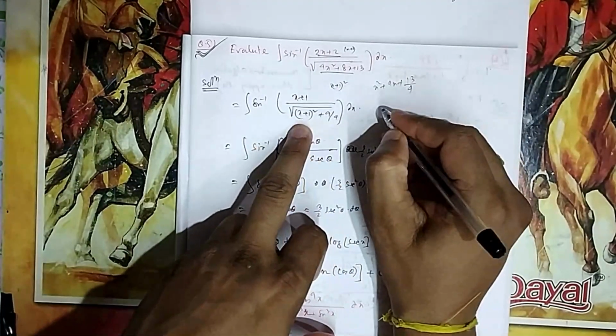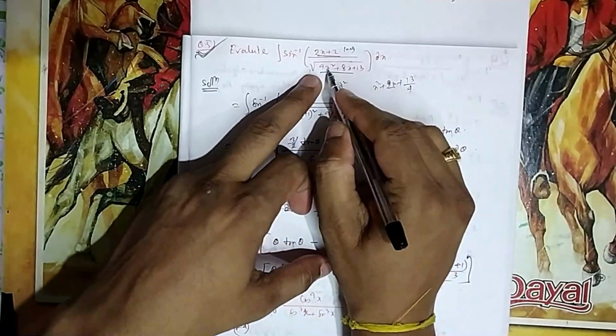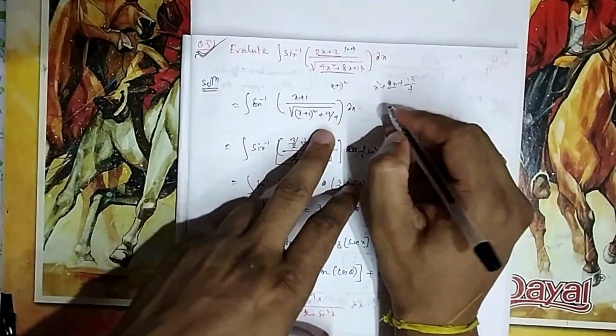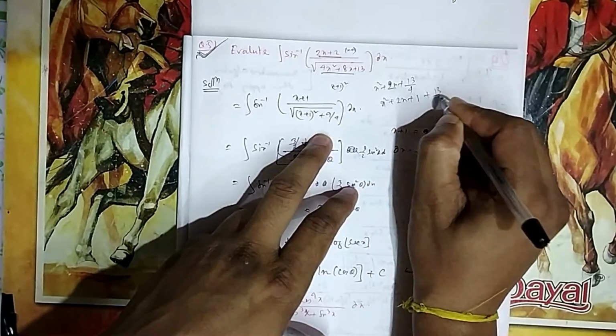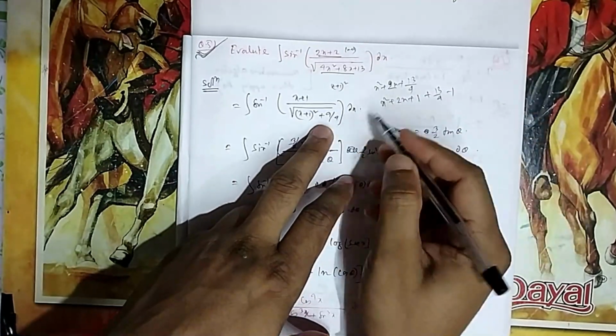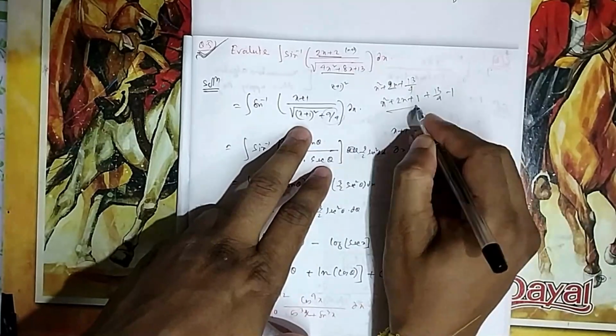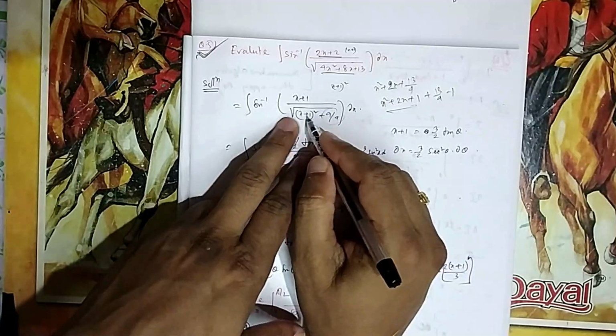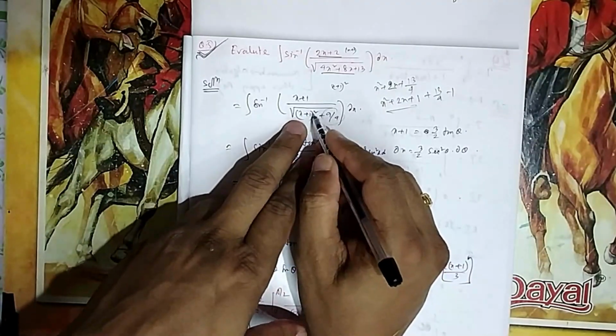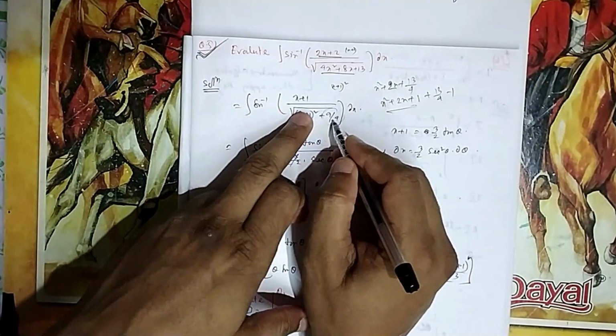Then you make it a perfect square. Sorry, I am taking 4 common, so x square plus 2x plus 13 by 4. So you can make it x square plus 2x plus 1 plus 13 by 4 minus 1. So it will be 9 by 4. So you can find it out, it is x plus 1 whole square, plus 9 by 4. Now, because this is a whole square, it is x square plus something.